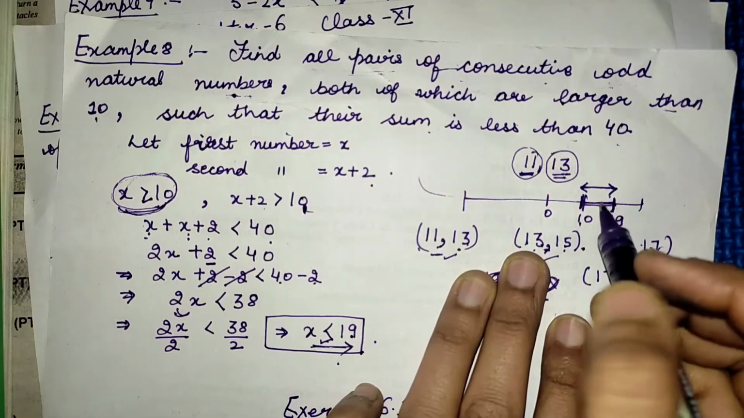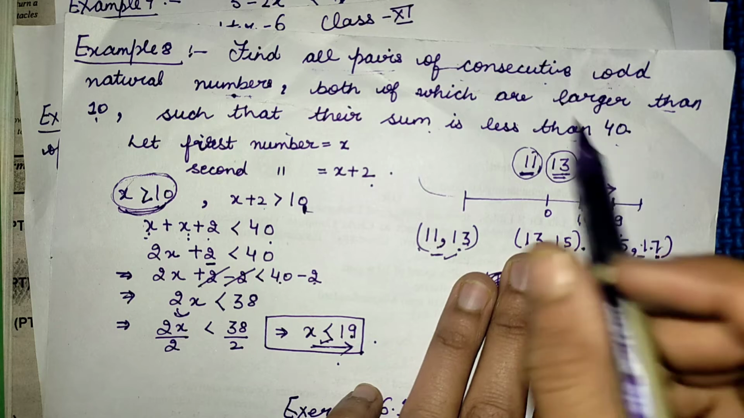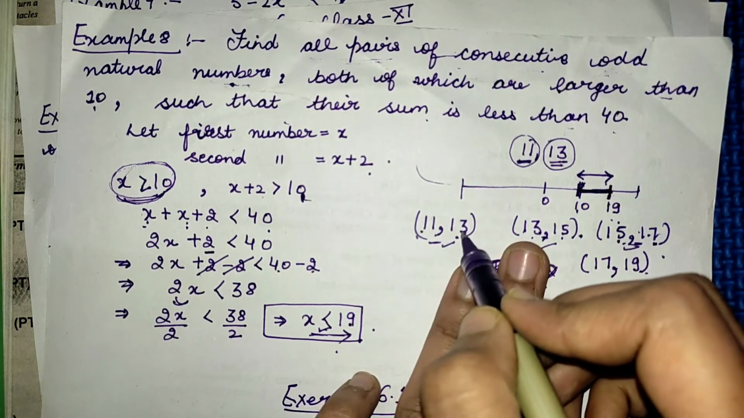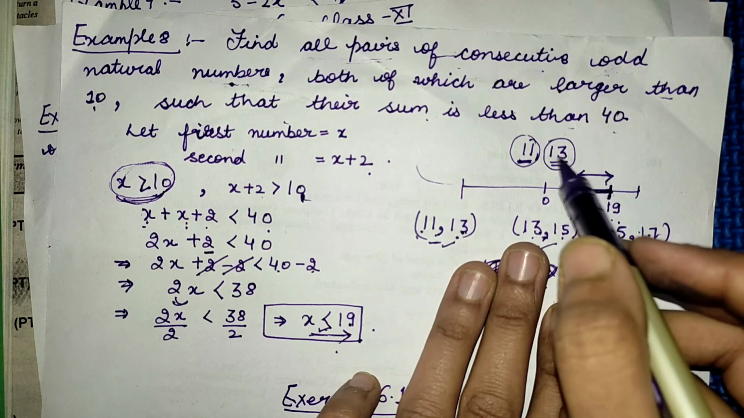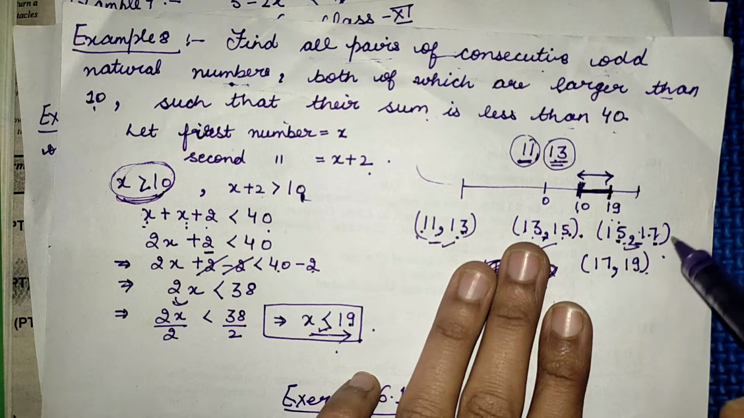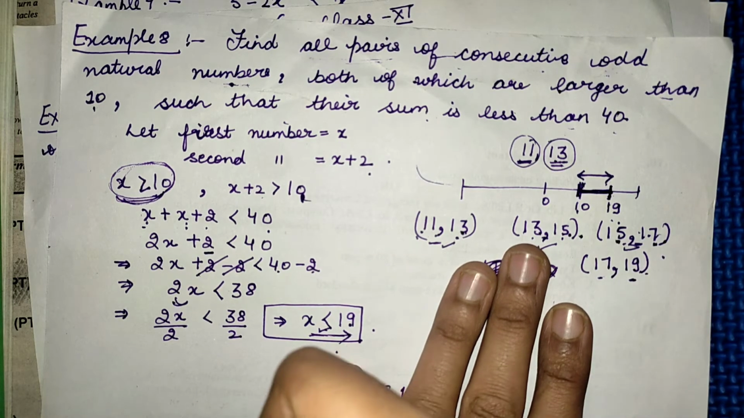Okay. So my required pairs between 10 and 19, which are odd numbers, odd natural numbers, will be 11 and 13. Second pair will be what? Second pair will be 13 and 15. And my third pair will be 15 and 17. And my last pair will be 17 and 19.